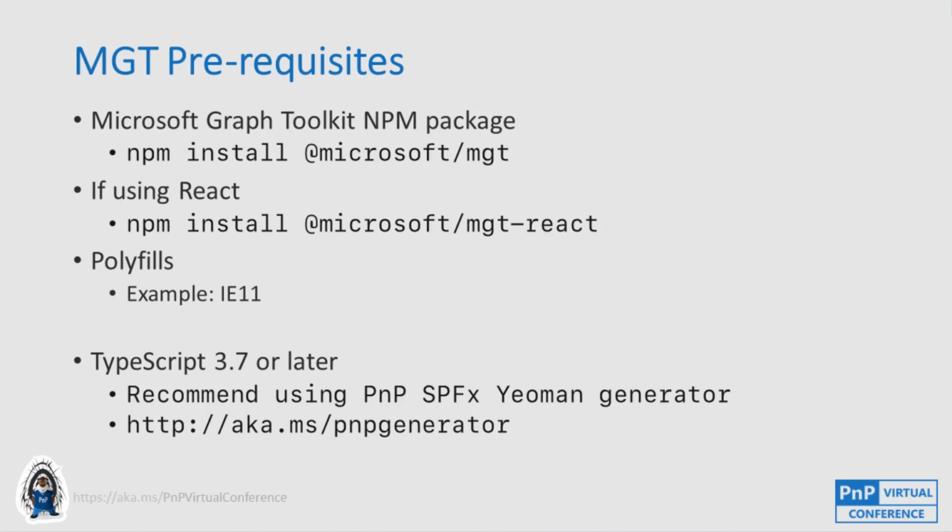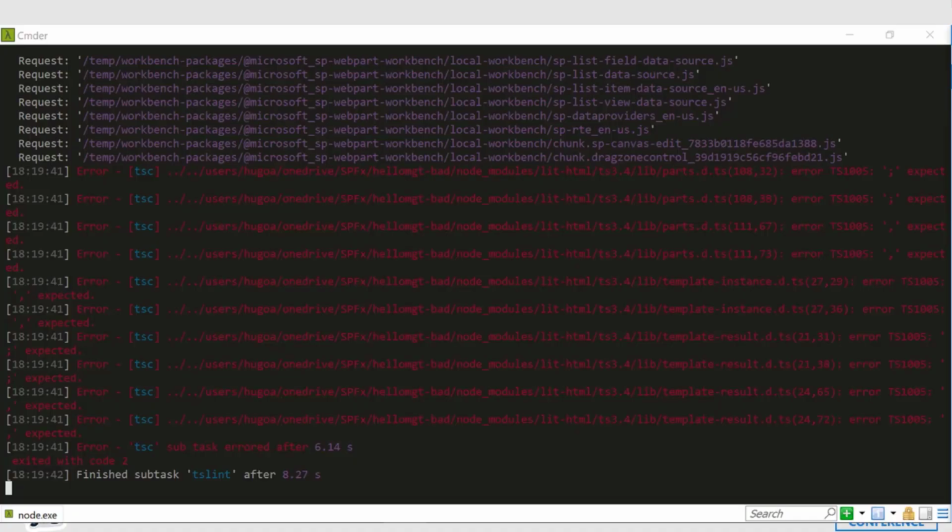Now, if you happen to scaffold a new SharePoint framework project using the default Yeoman generator, there are steps you can take manually to upgrade the solution to TypeScript 3.7. But if you forget to take these steps, or perhaps you do not use the PnP SPFX Yeoman generator, you will encounter this nasty error within your console when you gulp serve the SharePoint framework solution.